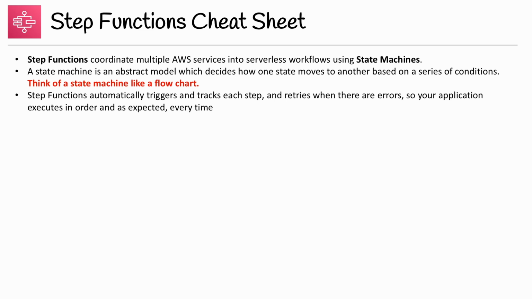Step Functions automatically triggers and tracks each step and retries when there are errors, so your application executes in the order as expected every time. Then we have the Amazon States Language, which is how you define all your states and is written in JSON. You should really know how to create Step Functions, so make sure you spend time doing the follow along.